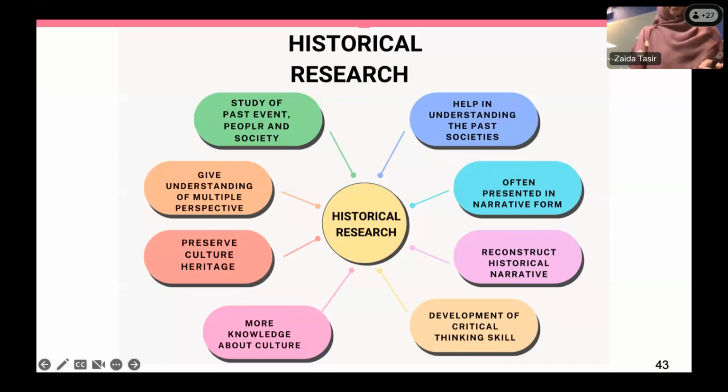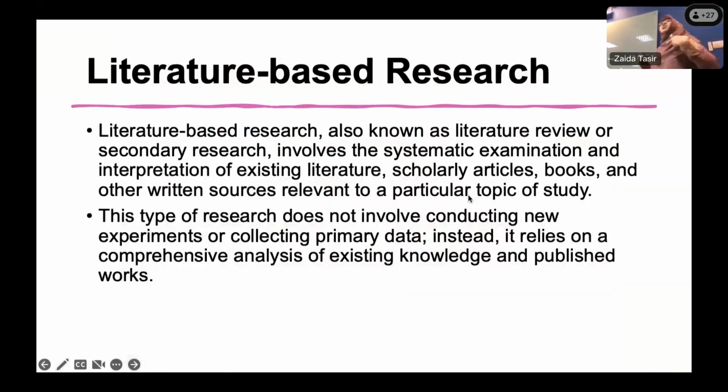Okay. Another popular research without data is literature-based research. Now it's quite popular, but you have to know, as I did mention, not all professors accept literature-based research as a doctoral degree research. Okay, it must be something added together with data that you collect by yourself. So literature-based research is sometimes known also as literature review or secondary research.